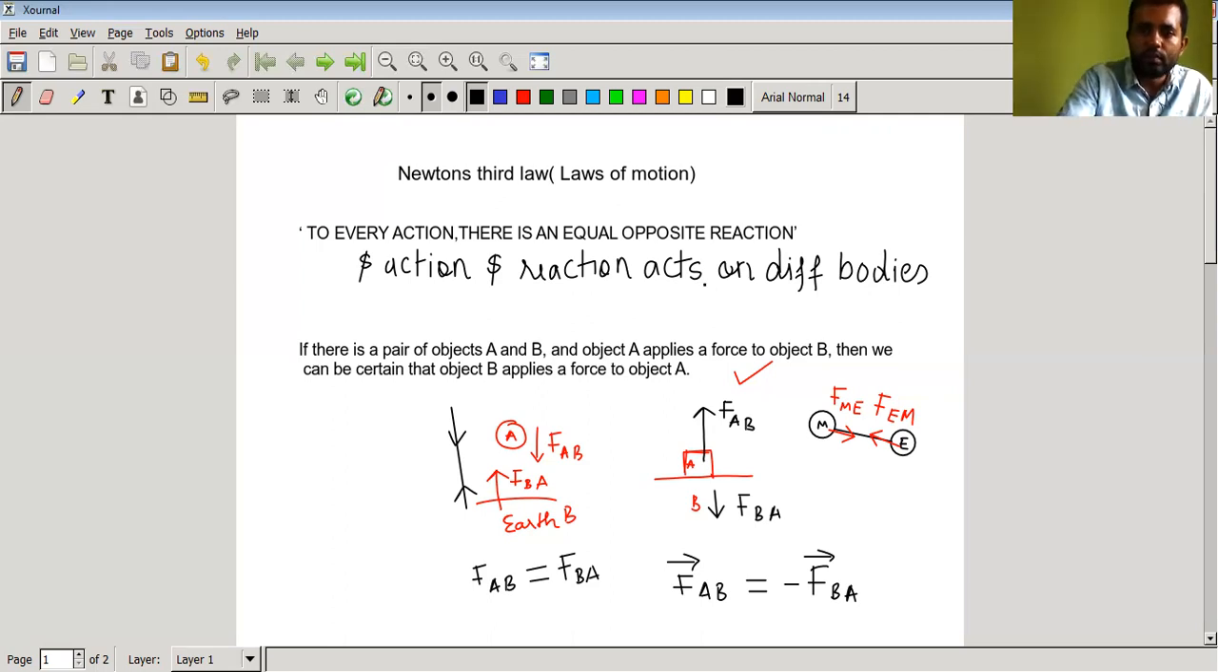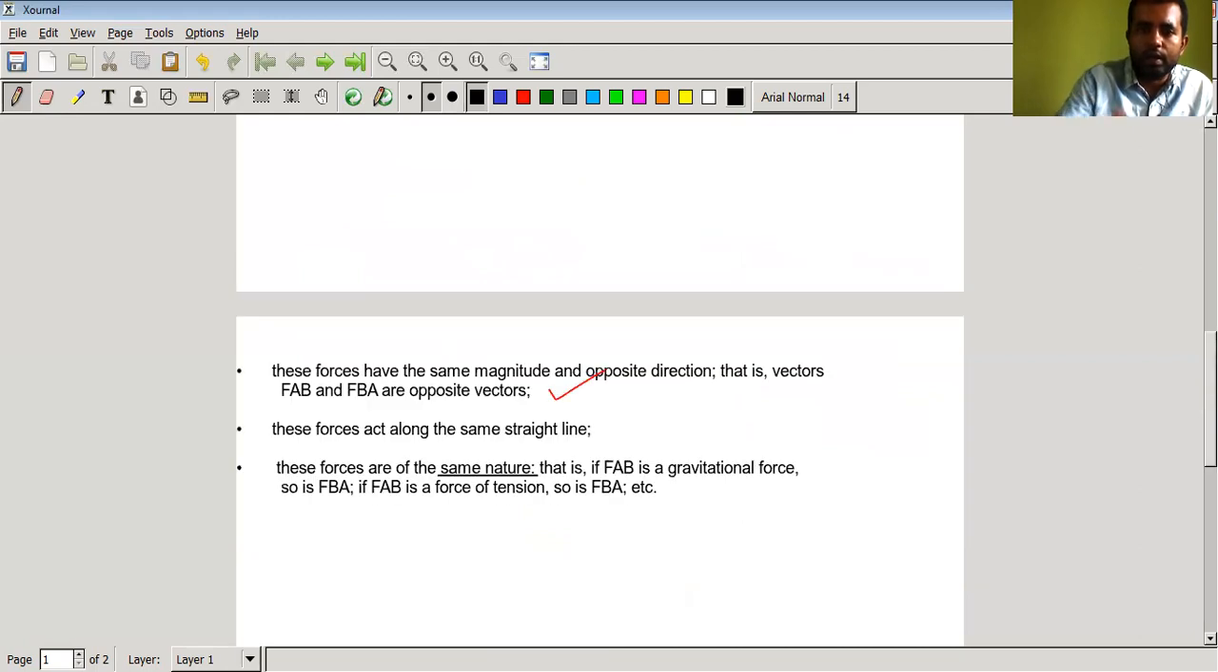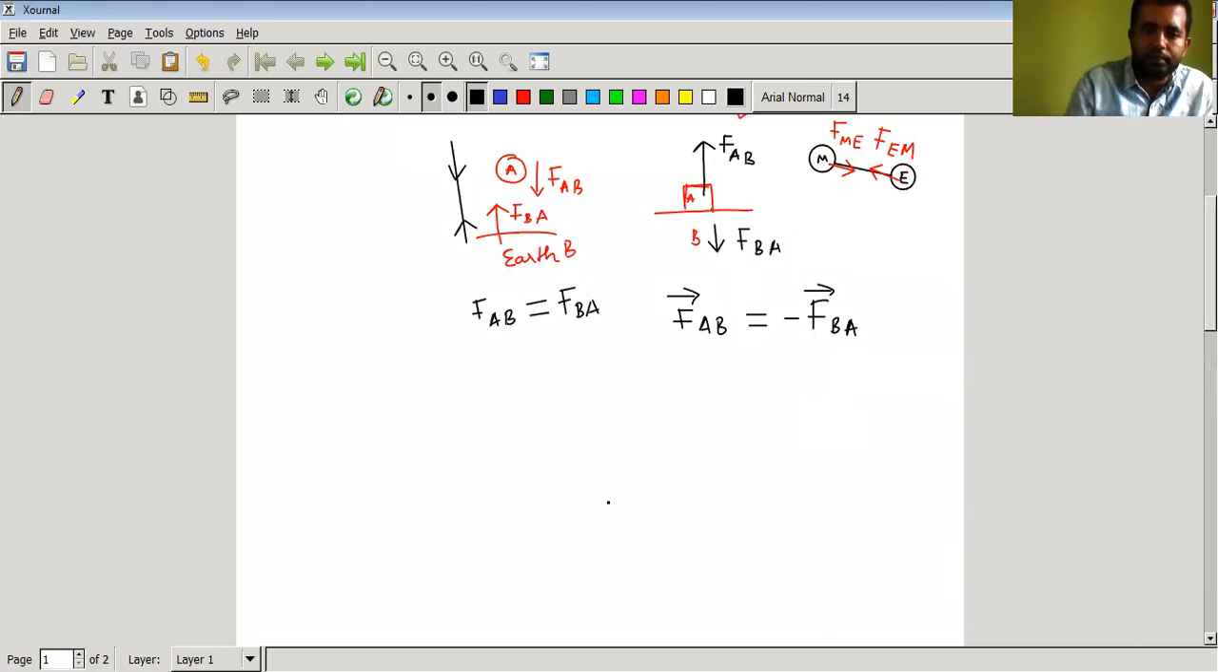Like, they have equal magnitude and opposite direction. They act along the straight line, and they have the same nature. Fine. Now before ending, let us add one or two more examples.